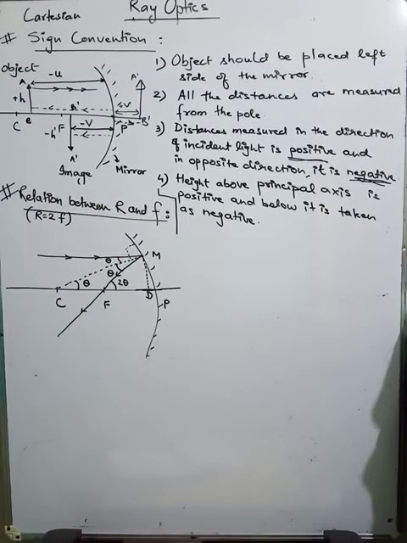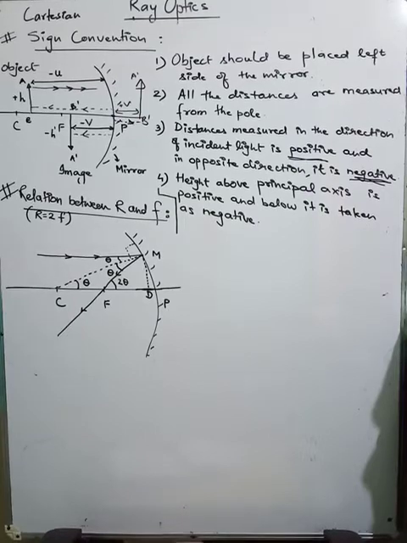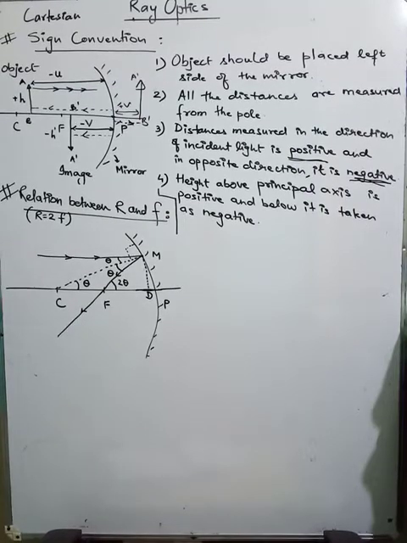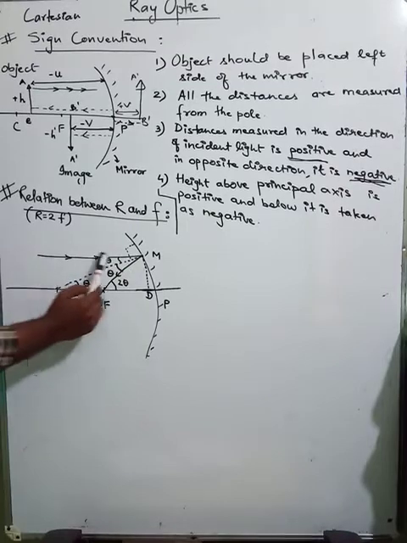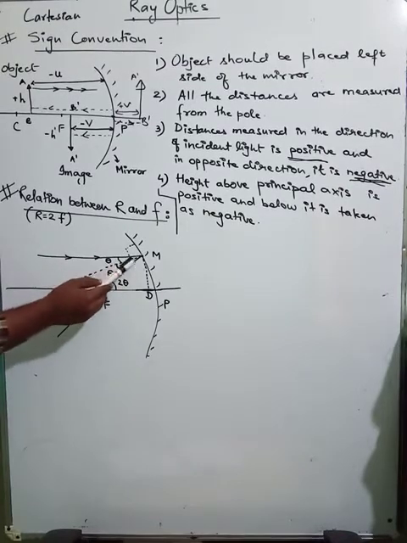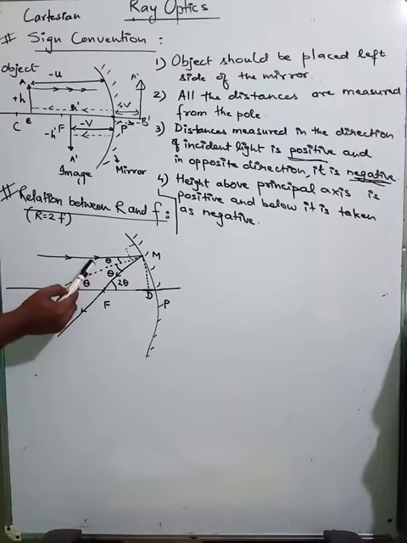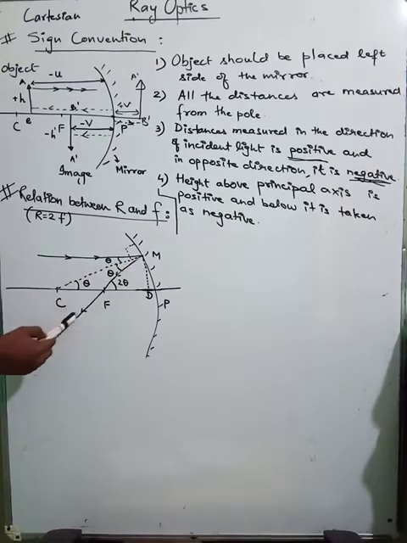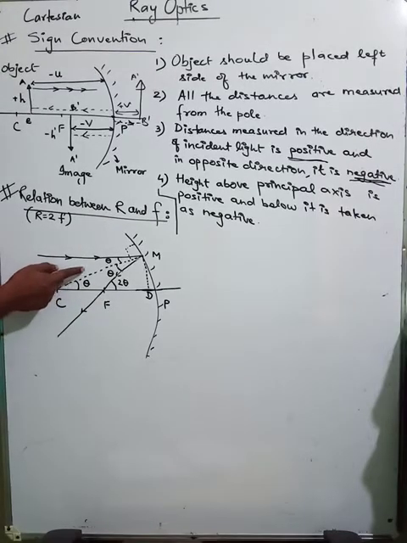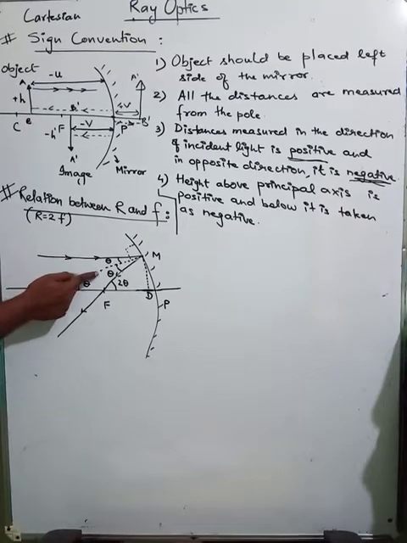Whenever a ray of light passes through C, it always strikes the mirror at 90 degrees, at a right angle, always. Next, follow the laws of reflection. This is the incident ray, and this is the normal because it is 90 degrees. The angle between the incident ray and the normal is called the angle of incidence. The angle between the normal and the reflected ray is called the angle of reflection.